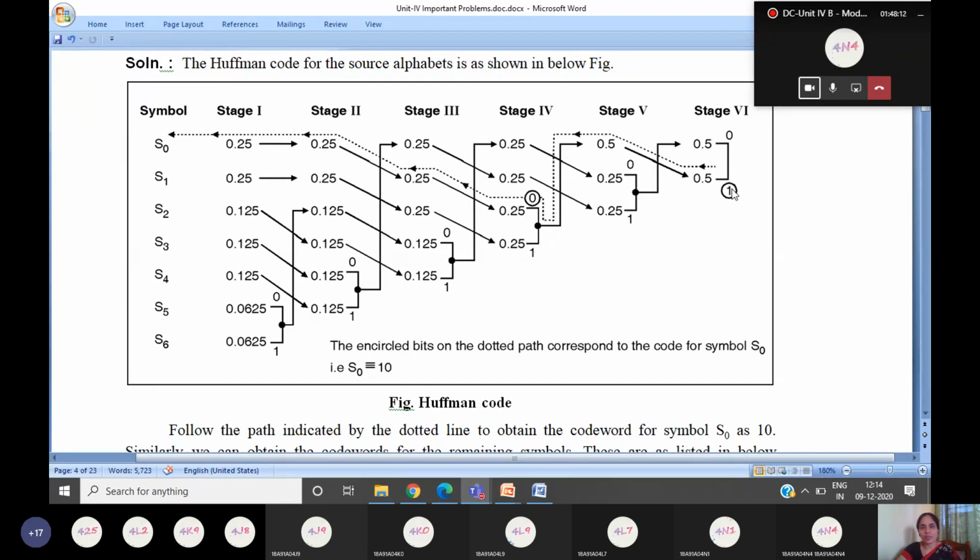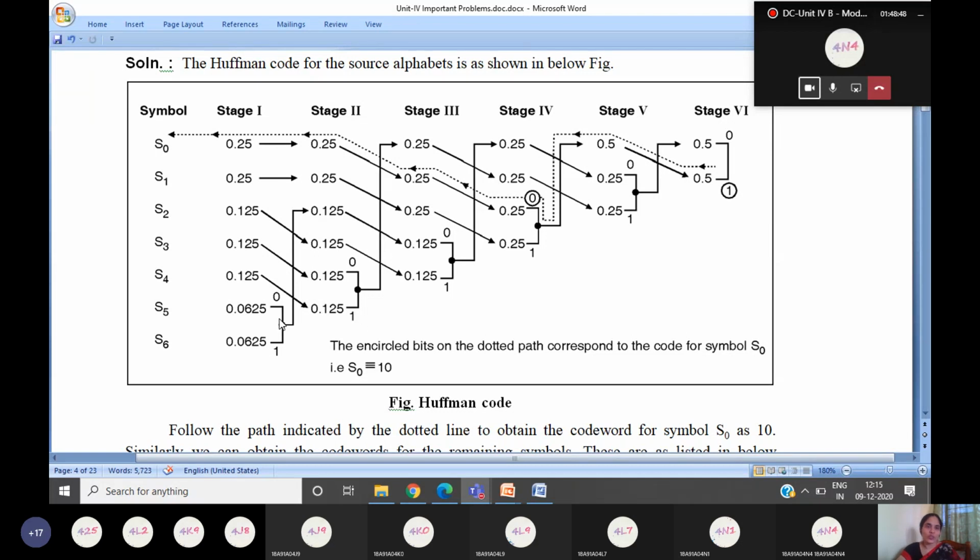Please listen carefully to the process. So what is the first step? The first step is to represent all the probabilities for the symbols in decreasing or non-increasing order. After representing them all, combine the last m number of terms. Here m is 2, so combine the last two terms. What are the last two terms? 0.0625 and 0.0625. So assign 0 and 1.